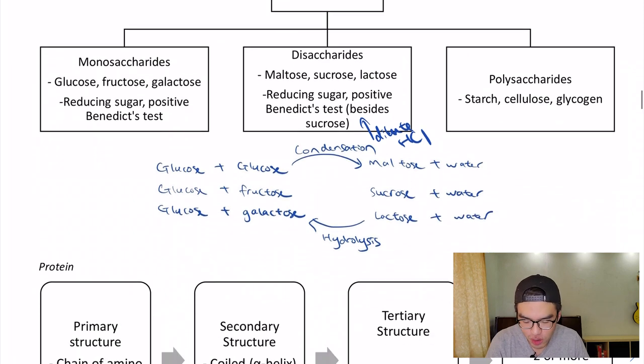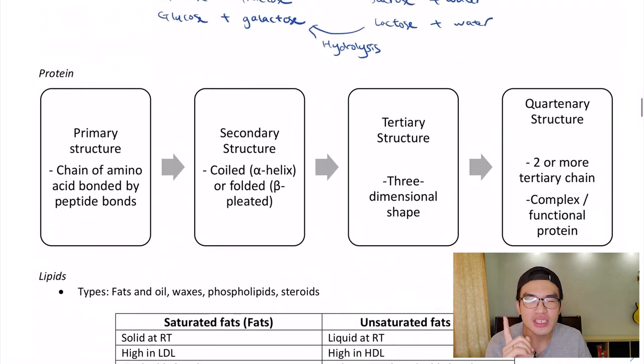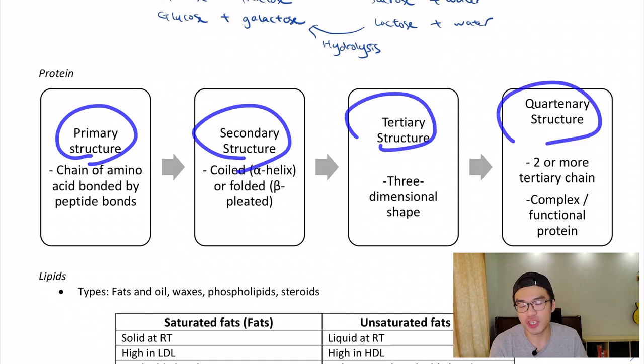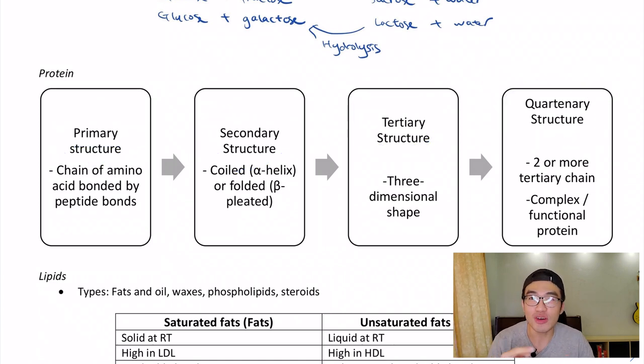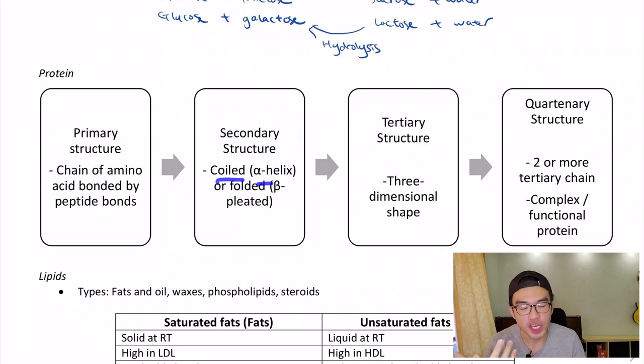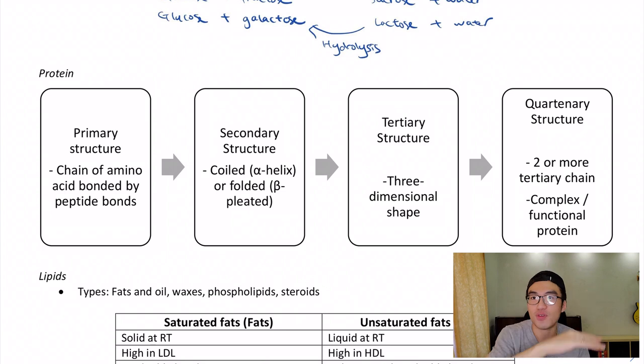Moving on, let's go to protein. Protein is quite simple. Make sure you know how to explain the structures. That would be enough. You have your primary structure, secondary, tertiary, and quaternary structure. Primary structure, make sure you know how to explain them. It is a chain of amino acids bonded by peptide bonds. Our keyword here being chain of amino acids. Secondary structure means they are coiled into alpha helix shape, or they are folded into beta pleated shape. Coil means they are spinning around like that. Beta pleated means they are folding.